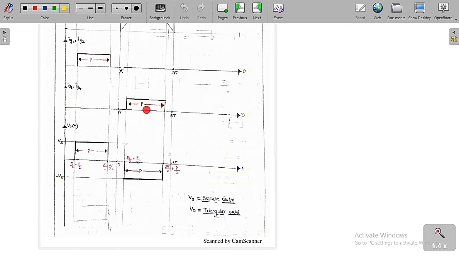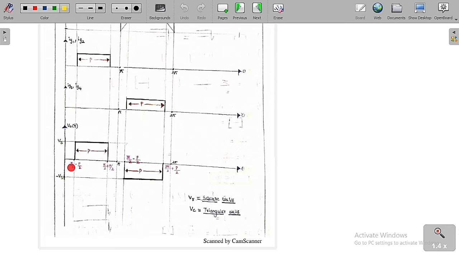Now we are going to trigger thyristor T3 and thyristor T4. Whenever we trigger the switches T3 and T4, the output we are going to get is minus Vs in this pulse. So only for half of the time period, the output is going to have only one pulse.